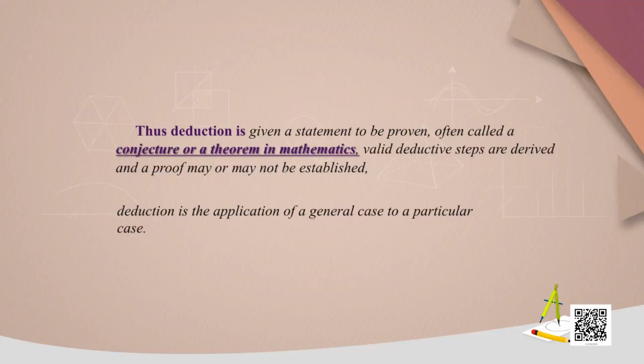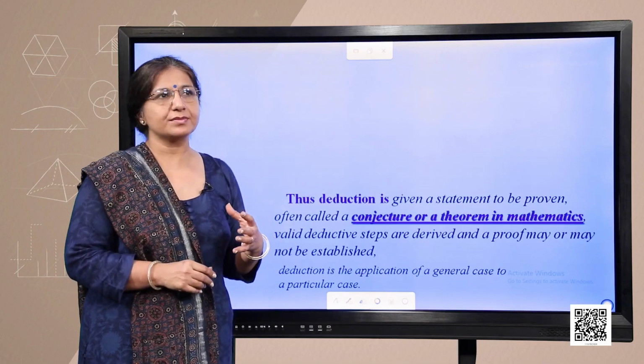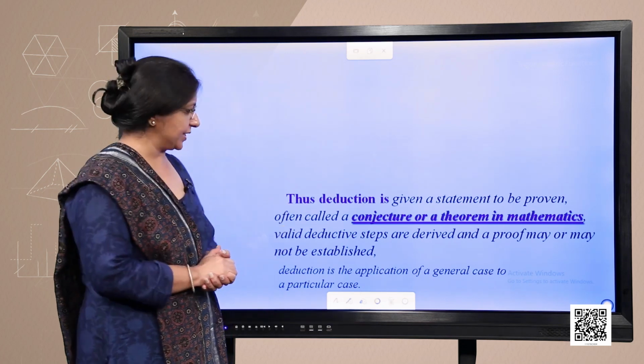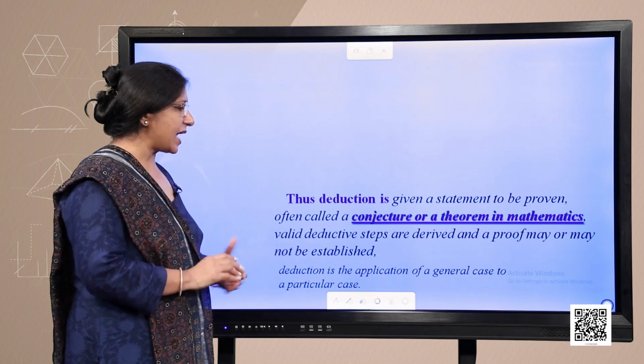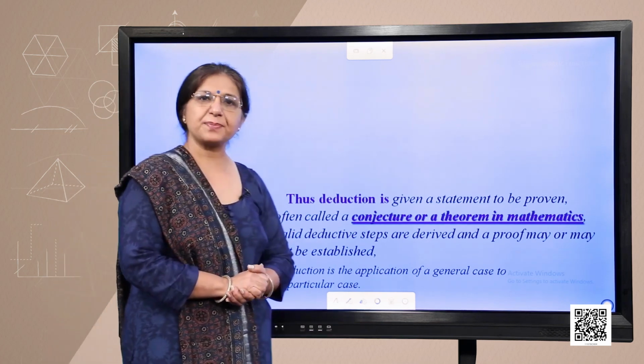Deduction is where a given statement is to be proven, often called a conjecture or a theorem. The theorem's name is already known, valid deductive steps are derived, and proof may or may not be established in the theorem. Like you did in many theorems in earlier classes, we do it by the method of contradiction. So, deduction is an application of a general case to a particular or specific case.